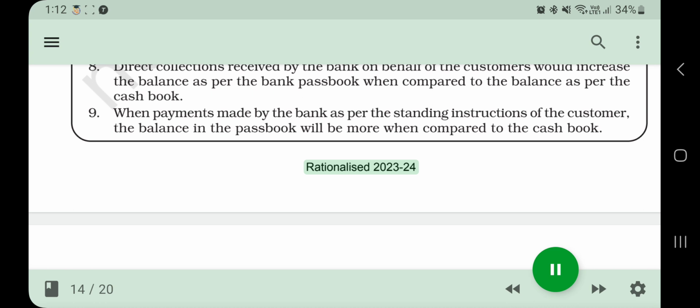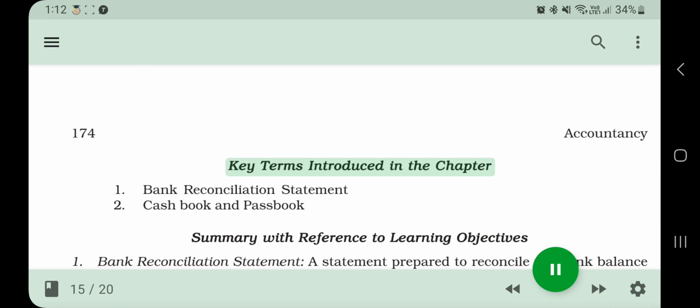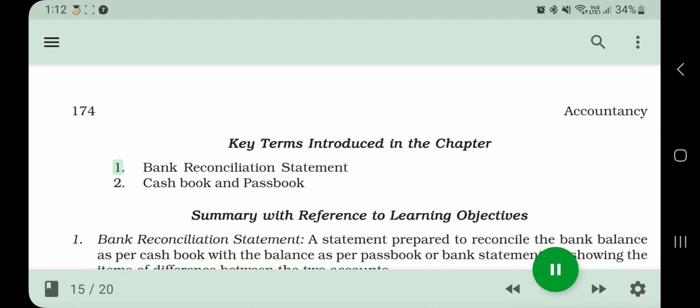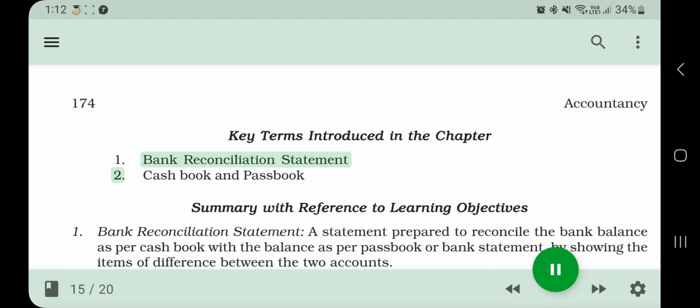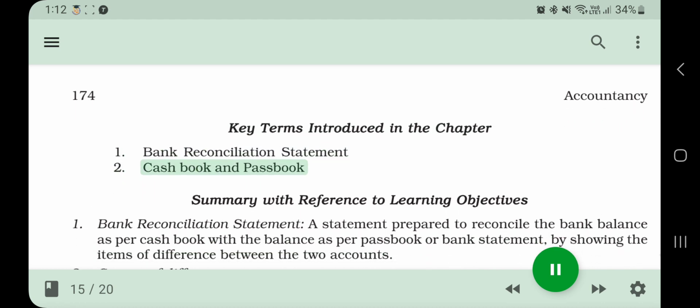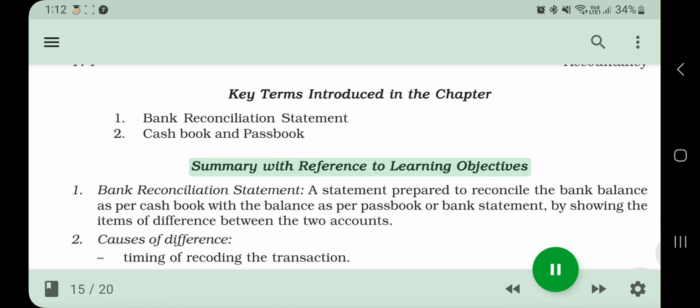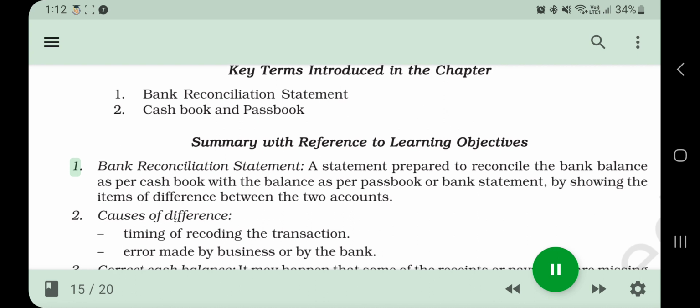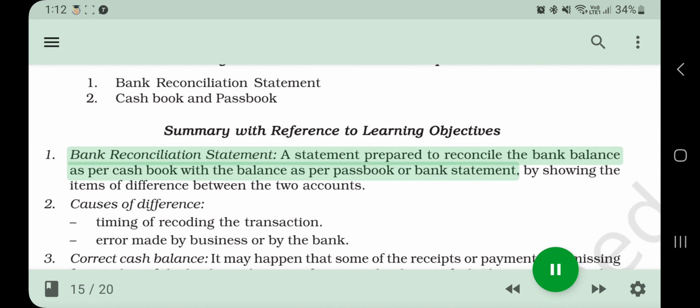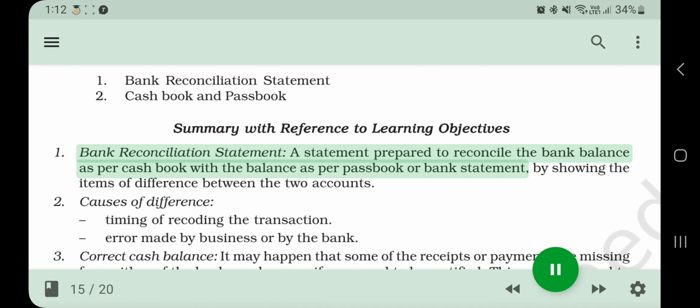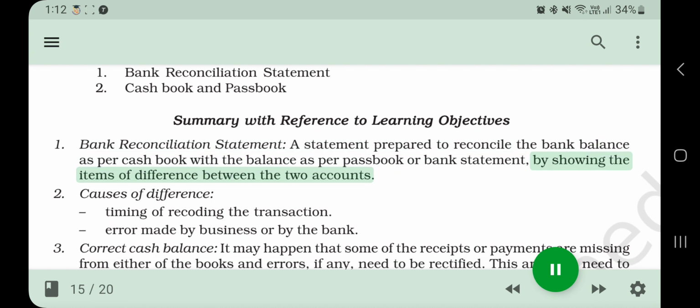Key terms introduced in the chapter. 1. Bank reconciliation statement. 2. Cash book and passbook. Summary with reference to learning objectives. 1. Bank reconciliation statement. A statement prepared to reconcile the bank balance as per cash book with the balance as per passbook or bank statement, by showing the items of difference between the two accounts.